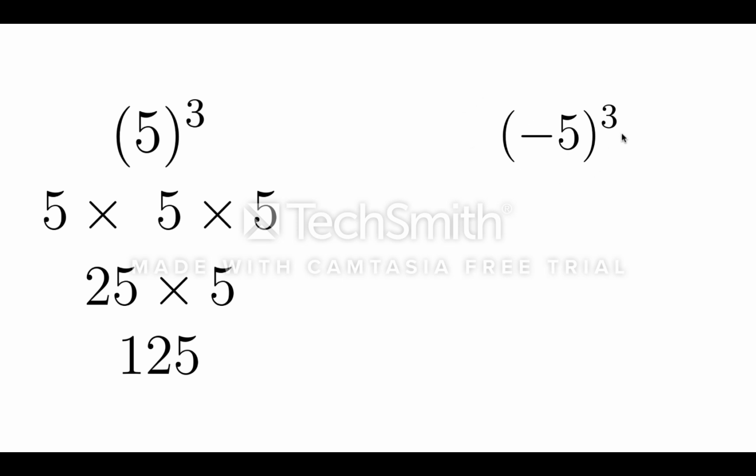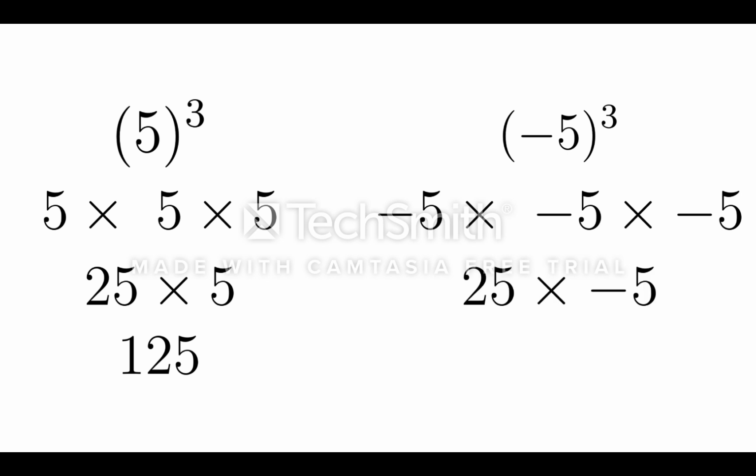Now we have negative 5 to the third. Pause the video. What do you think this will give you? We have negative 5 times negative 5 times negative 5. That's the same thing as 25, because negative 5 times negative 5 is 25, times negative 5. Because we have a positive and a negative, we're left with negative 125.